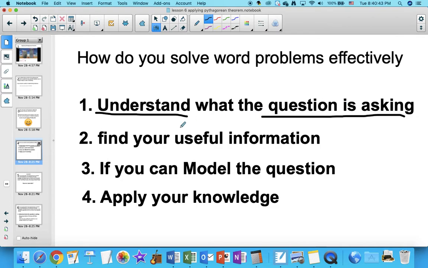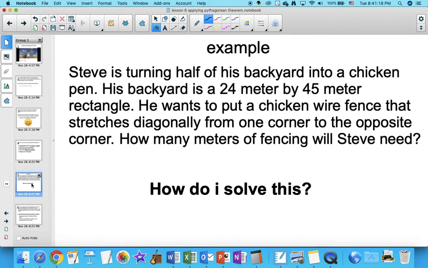The second part is find your useful information. Most questions will have a lot of filler. Most word problems have a lot of parts in them that aren't important, right? So you can look at a question and, if you need to, cross out what is not important. Step 3, if you can, model it. By that I mean draw a picture of what you're solving. If you don't need to, it's totally fine, but if you can model it, it'll make it easier to solve. And then step 4, just apply the Pythagorean theorem or apply your knowledge. So let's take a look at an example.